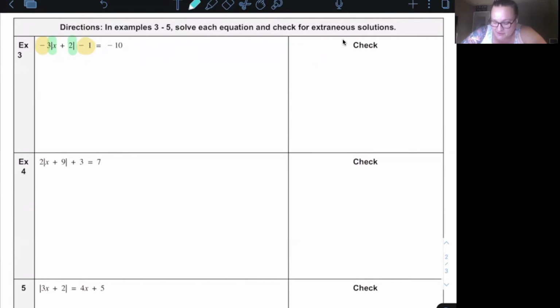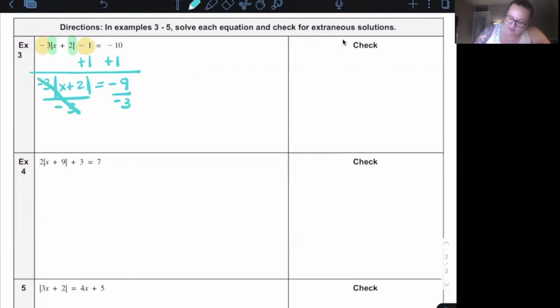So we want to get these absolute value symbols alone. The first thing I'm going to do is add 1 to both sides. And I get -3 times the absolute value of x plus 2 is equal to -9. Well, for a second, I thought, wait a second, is this allowed? I have an absolute value equals a negative. And don't absolute values always need to be positive because the distance can't be negative? Well, yes, that's true. However, what happens if I divide both sides by that -3?